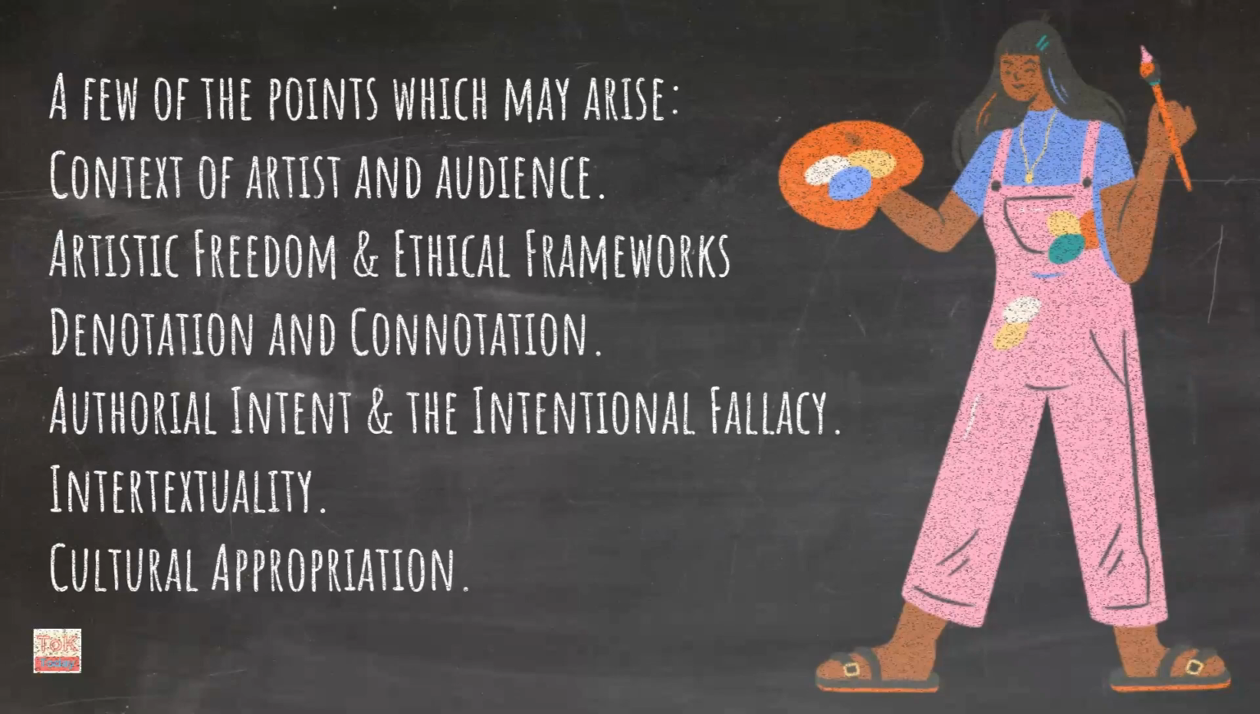I think that there's a lot of crossover with language A1 which can be drawn upon here, so I'd particularly point to denotation and connotation and authorial intent and the intentional fallacy. If your students are doing language and literature A1, they'll be looking at those in that course. You could also transfer that across to ToK, and obviously they may be aware of some of the contemporary debates going on around cultural appropriation.